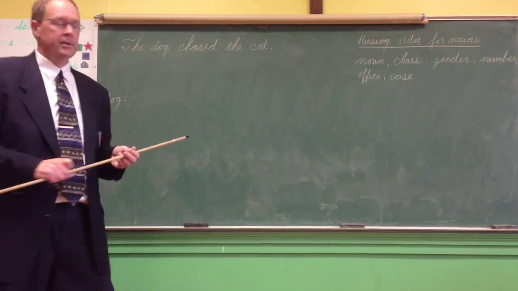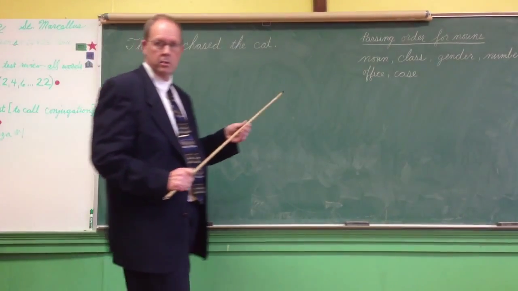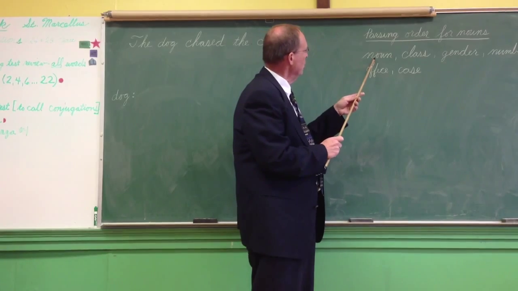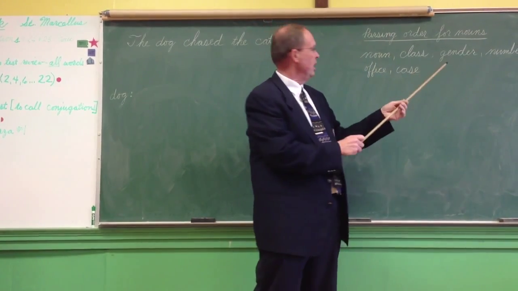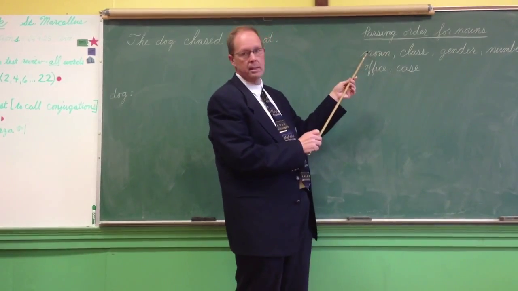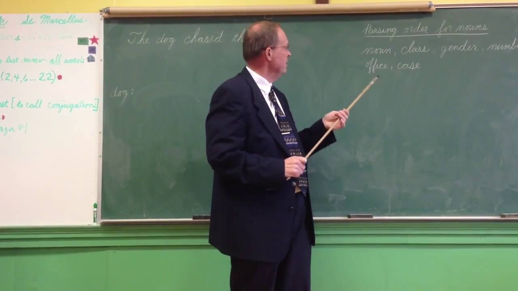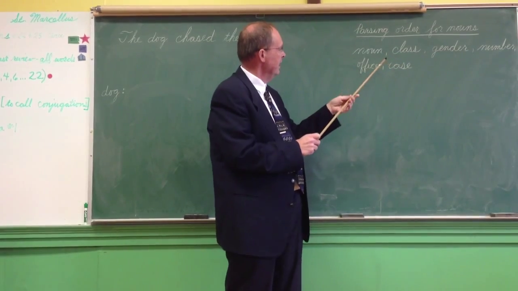Today we're going to talk about the parsing order for nouns. And the first thing that the student needs to do is they need to be able to parse and talk about the order, and they should have this memorized: noun, class, gender, number, office, and case. Now the first, of course, is the part of speech, and so they need to understand that there are 8 different parts of speech, and once they classify that, then they can begin to do the rest of the classifications.